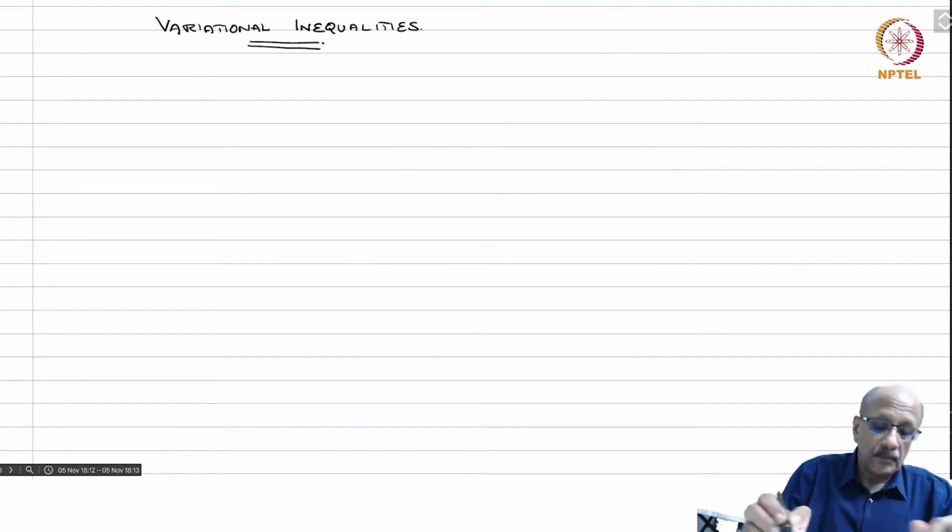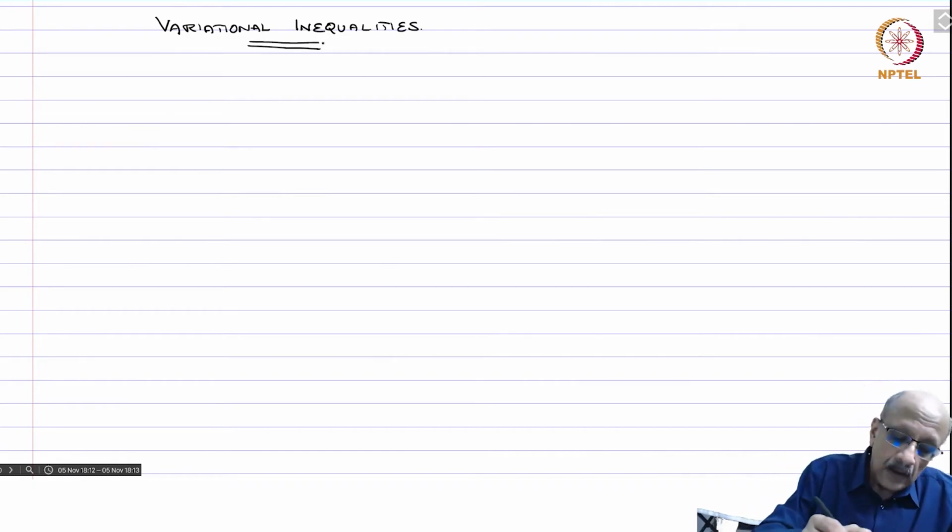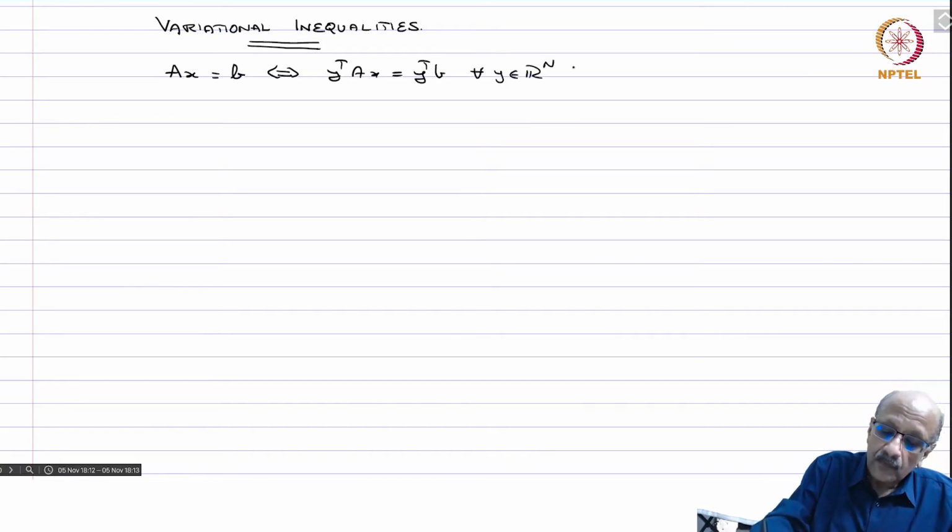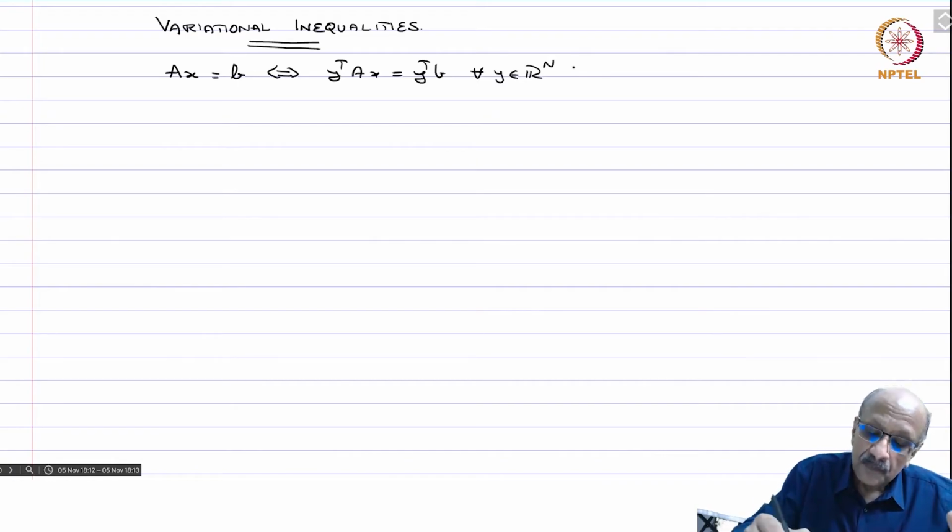We will study some application. So this is called variational inequalities. Suppose you want to solve the system of linear equations Ax = b. This is the same as saying y transpose Ax equals y transpose b for all y in R^n. So you can write it in this form also.